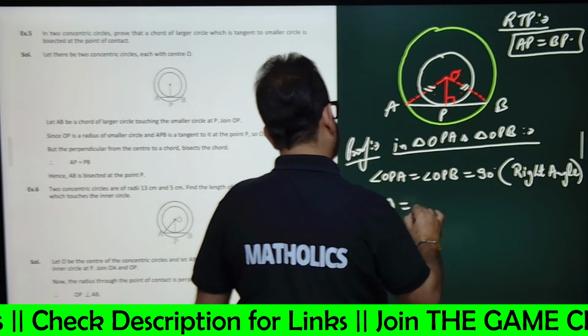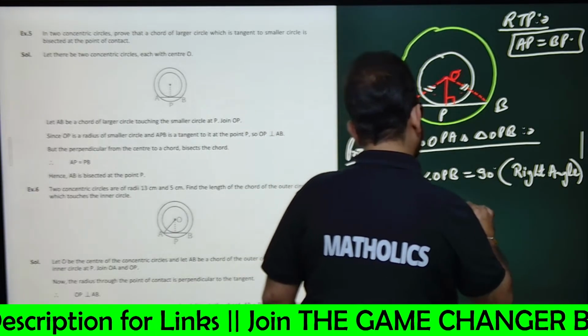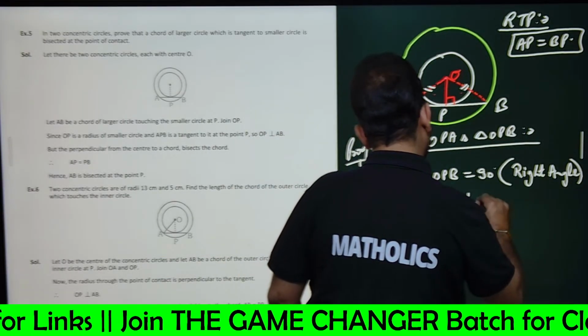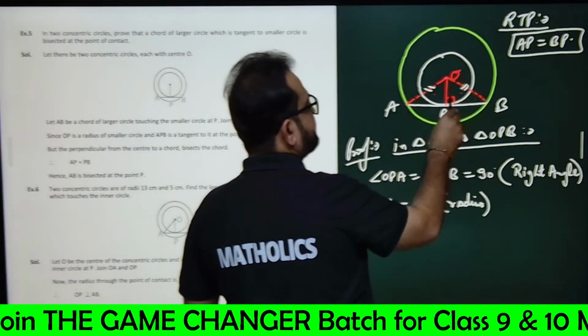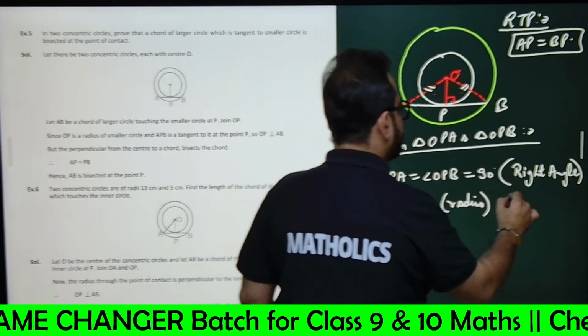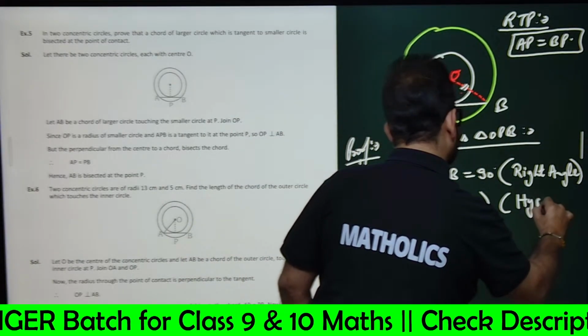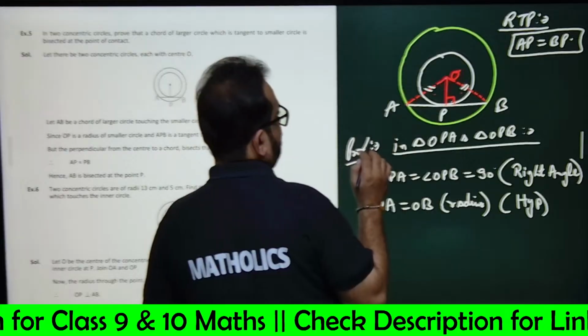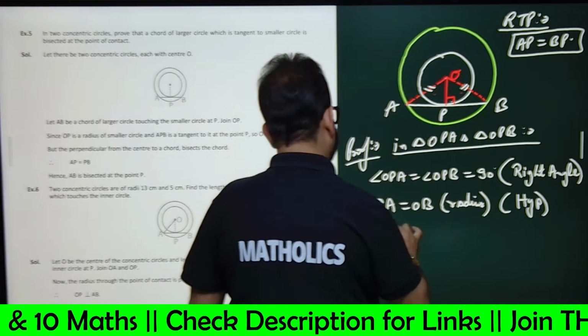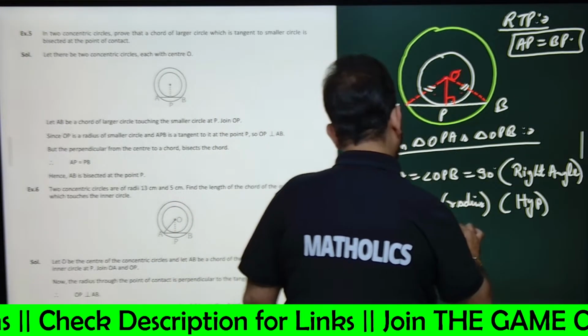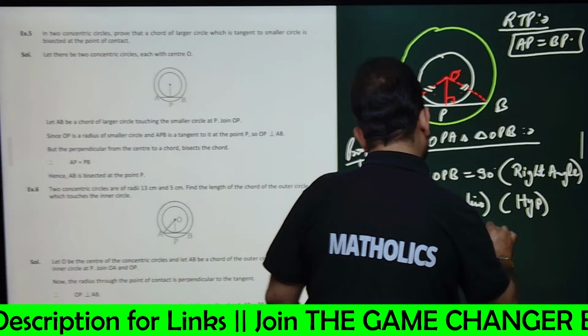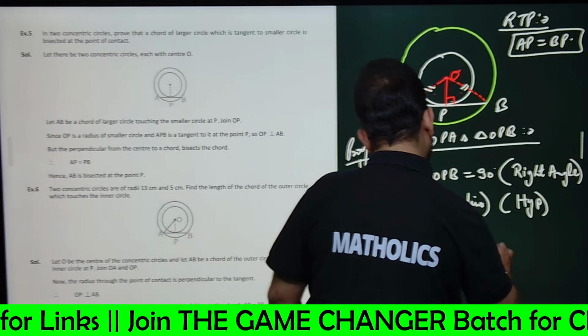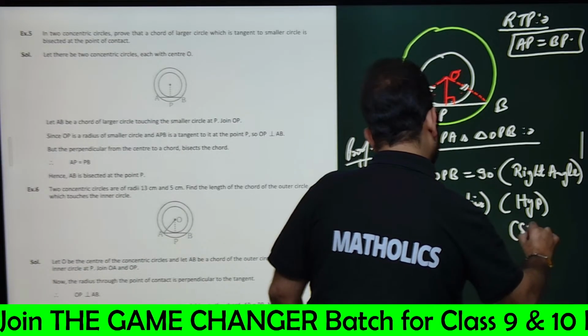Why? Radius. It is radius, right? And also it is the hypotenuse for these triangles. The side opposite the 90 degree is the hypotenuse. And OP equals OP, common side. Side which is common, right?